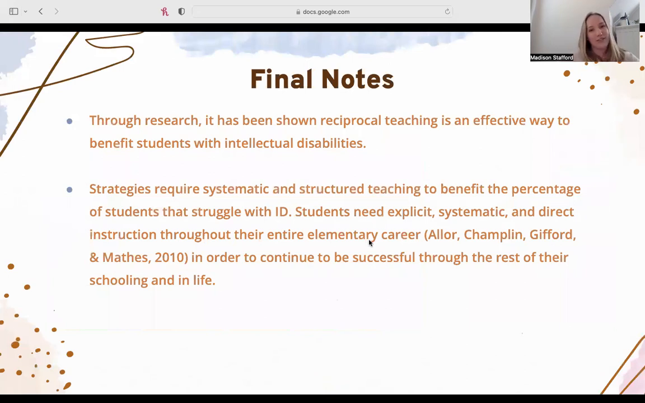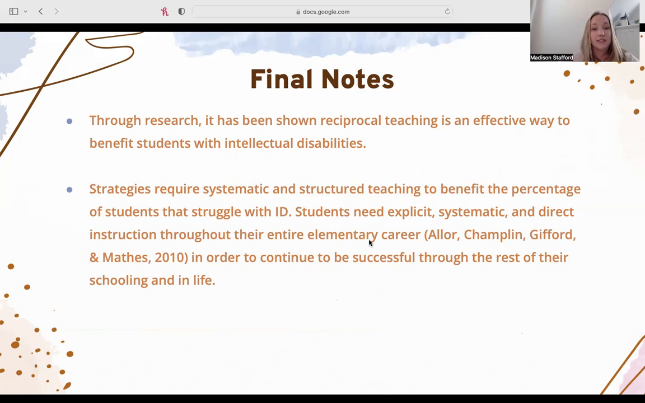So some final notes that I have for you. To conclude our presentation today, I wanted to share some final notes from what we've talked about. Through research, it has been shown that reciprocal teaching is an effective way to benefit students with intellectual disabilities. These strategies need to be taught to students, and they require systematic, structured, explicit teaching to benefit this percentage of students that struggle with intellectual disabilities.